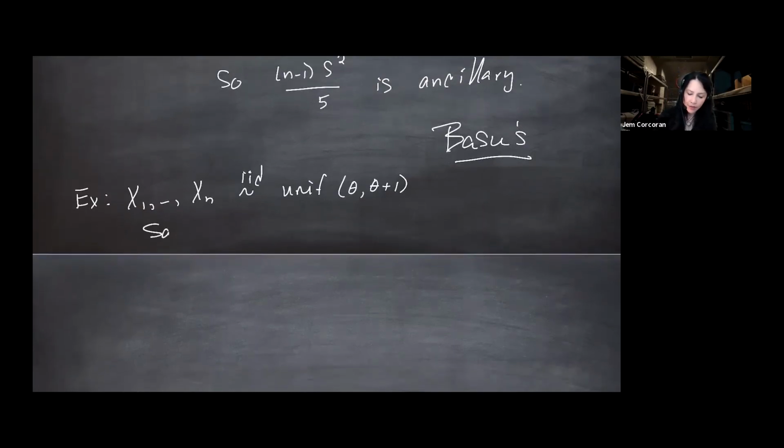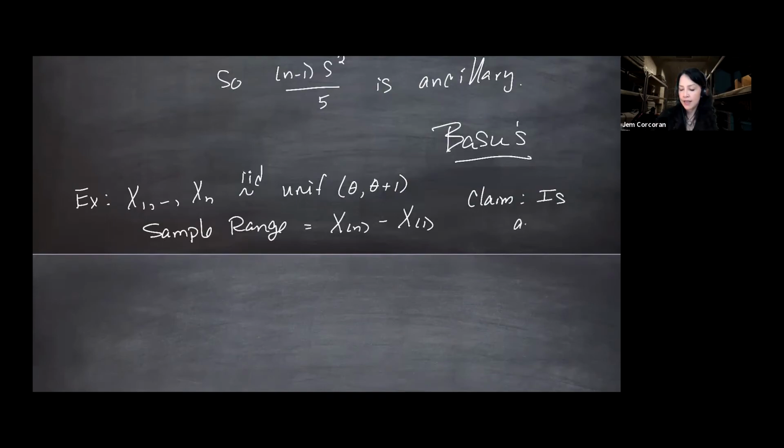So if I look at the sample range, which is defined to be the max minus the min, I claim that this is ancillary, which I think is highly believable, right? You've got an interval starting somewhere and that's moving around, but the length of the interval is not. So the distance between the max and min, it's believable that it's not going to depend on theta. But how can we figure that out? Because theta in this case is known as a location parameter.